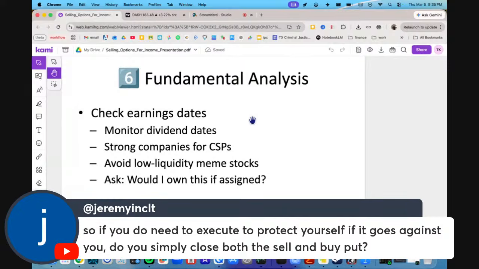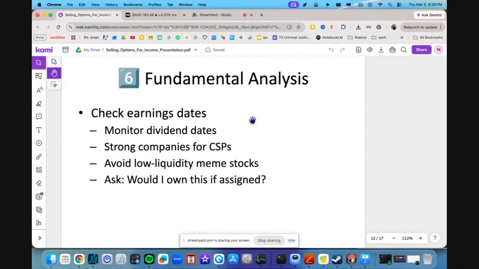Some fundamental analysis. I'm not going to spend a lot of time on this, but you want to look for dividend dates, also look for earning dates. Strong companies in terms of increasing income, increasing earnings, share buybacks, dividend growth over time. In general, you want to avoid the low liquidity meme stocks. A lot of reasons for this. One is they don't have great fundamentals. It's usually based on just sentiment of people trying to make the stock go up. Also, the bid ask spread could be pretty wide on those, and you may not get adequate premium to enter or exit it. And then you always want to ask yourself, would I own the stock if I'm assigned?